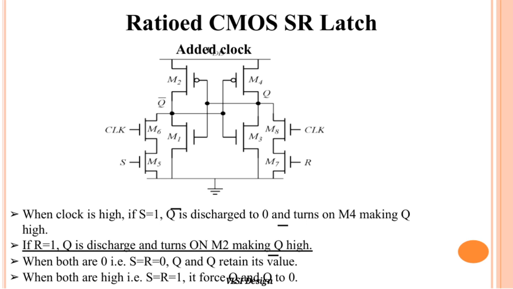When the clock is high and the S input is set to 1, the output Q̄ discharges to 0, which then turns on transistor M4, making Q go high. Conversely, if the R input is 1 while the clock is high, Q discharges and turns on transistor M2, driving Q̄ high. When both S and R are 0, the latch holds or retains its current state, meaning Q and Q̄ do not change. However, when both inputs are high at the same time, it forces both Q and Q̄ to 0, which is a special condition to note. This behavior is fundamental to understanding the operation of the SR latch in VLSI design, as it controls how data is stored and maintained in circuits.